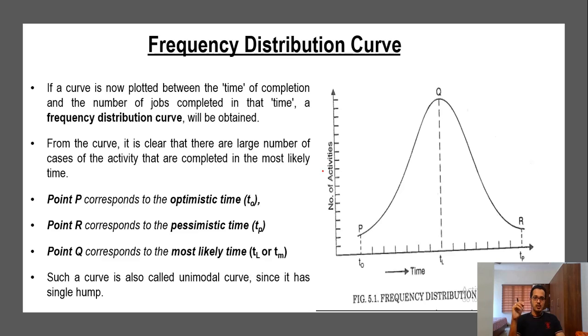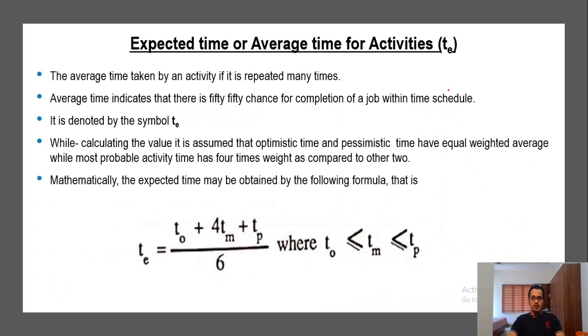This is a frequency distribution curve, and you can see the values of optimistic and pessimistic. You can see only a few activities complete under the optimistic time, and the largest number of activities will take the most likely time to complete. We'll have to calculate the expected time, or the average time, for activities.